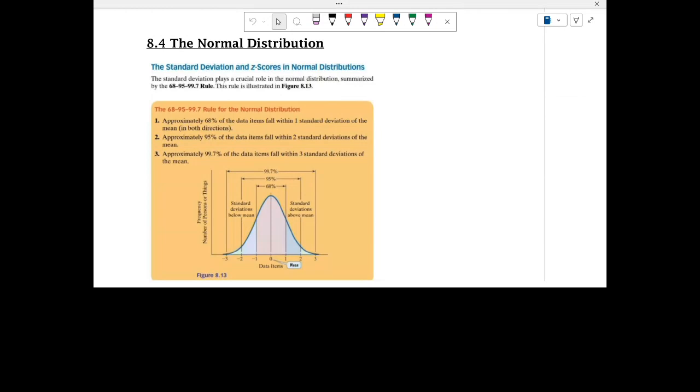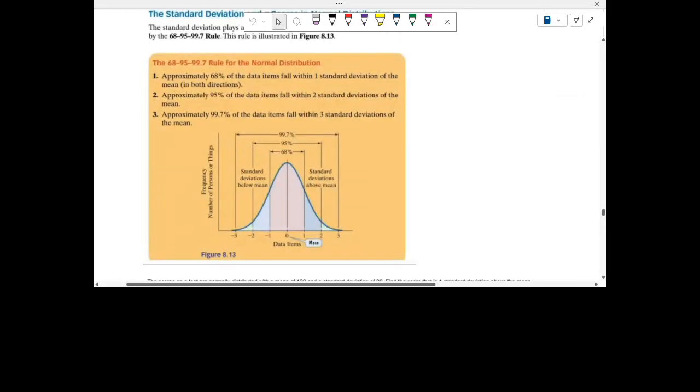So we have something called the 68, 95, 99.7 rule for the normal distribution, okay? And so what it says, y'all, is that about 68% of the data items fall within one standard deviation of the mean. About 95% fall within two standard deviations of the mean, and about 99.7% of the data items fall within three standard deviations of the mean.